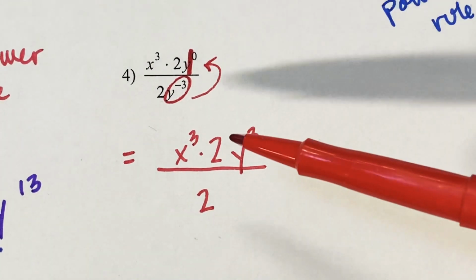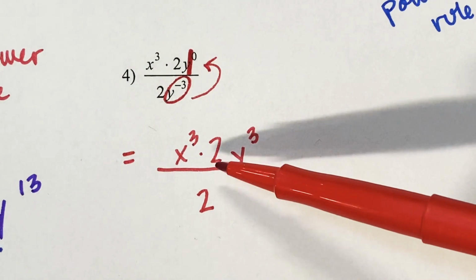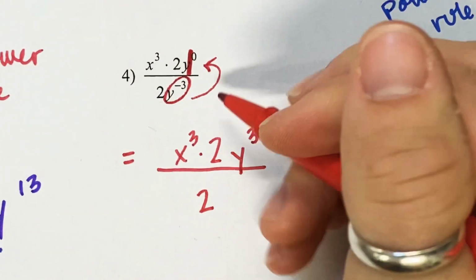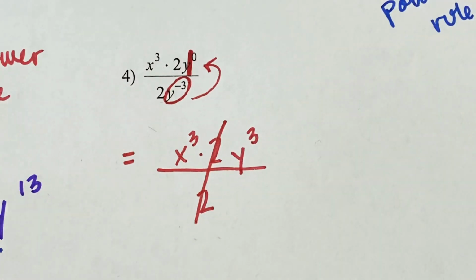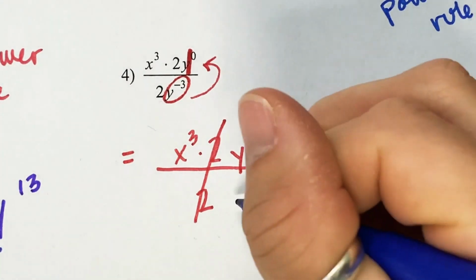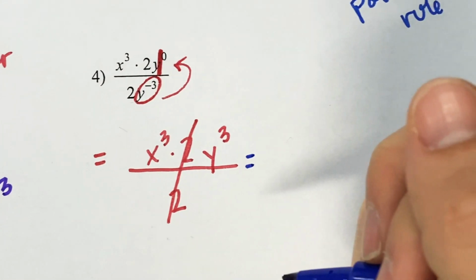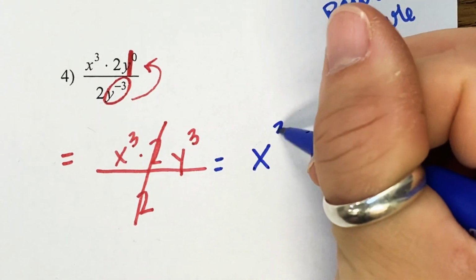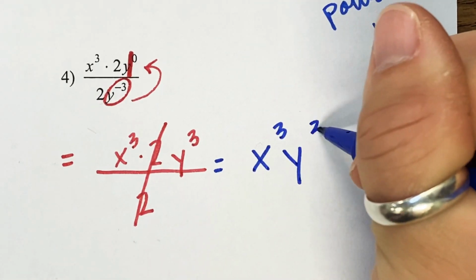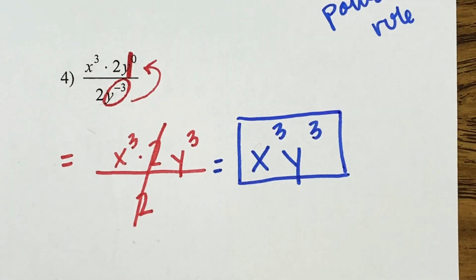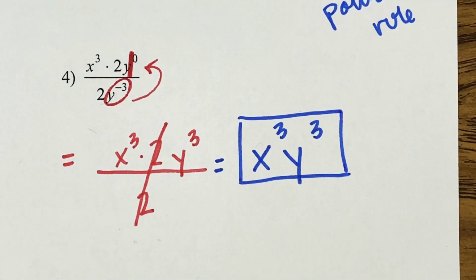Now look, do we have anything that's the same on top and bottom? We do. We have a 2 over 2, so that can cancel. So we have nothing left on bottom, which means we don't have to write anything because it's just an invisible 1. So now all that we have left is x cubed and y cubed. And that is our simplified answer.